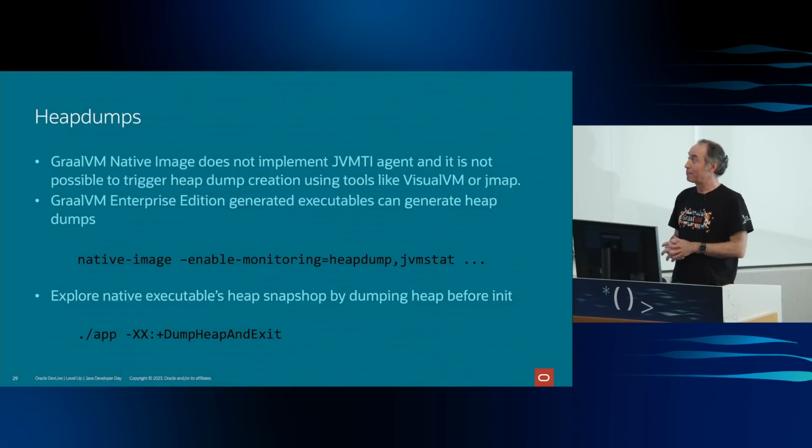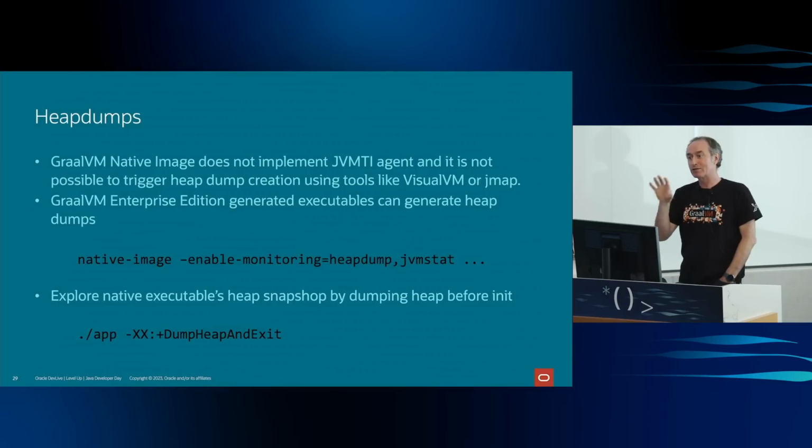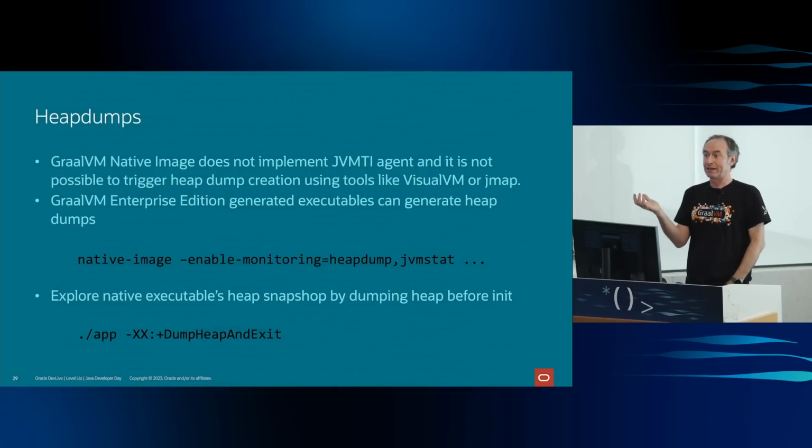So you can get a heap dump out, again, enable that functionality. And there's a feature that lets you dump heap and exit. What this is for is, if you've compiled your application and you got this binary, the question is what's in the binary, right? So we did a heap snapshot when we built it.